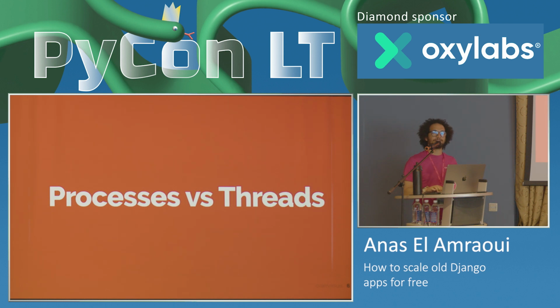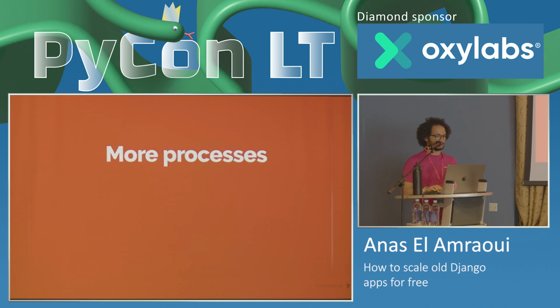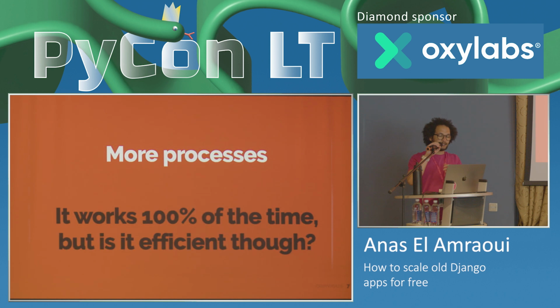And here is the question now. How do processes compare to threads in this case? Let's take the processes. We want more processes. What happens is that you will have X copies of your web server, and each copy will be consuming its own resources. So let's see an example. It actually works 100% of the time, although maybe it's not that efficient.